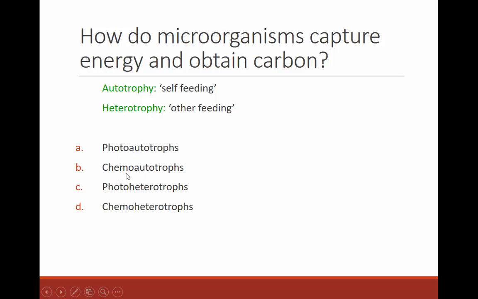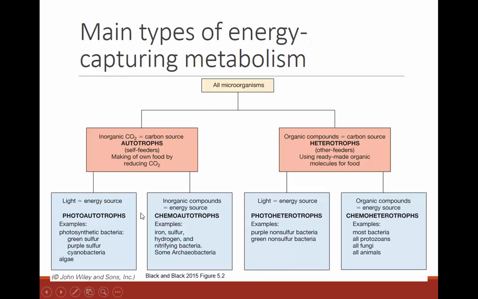Light. Chemoautotrophs? Chemicals, yeah. And the same with the heterotrophs, okay?